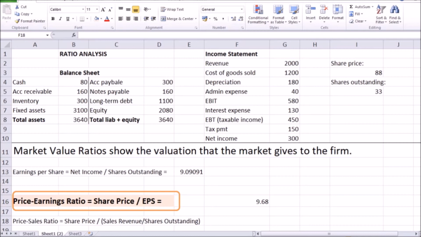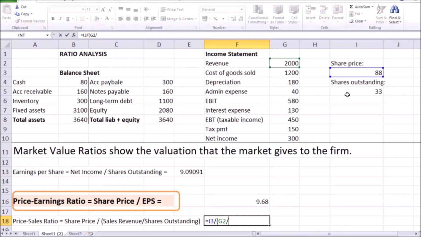And our third ratio in the category of market value ratios is the price-sales ratio, which is the ratio of share price over the sales revenue per share, which itself is the ratio of sales revenue over the number of shares outstanding. So let's have a look at an example. The share price in this case is $88 divided by the sales revenue per share, which is $2 billion over 33 million shares outstanding, gives us a price-sales ratio of 1.45.